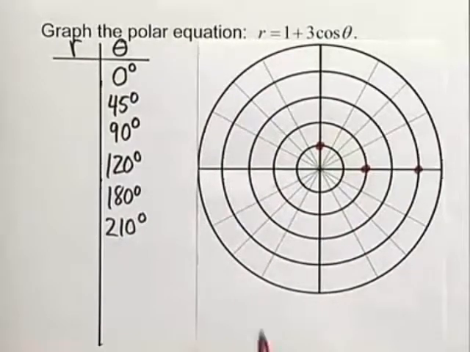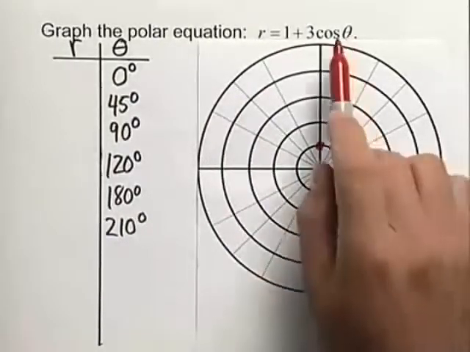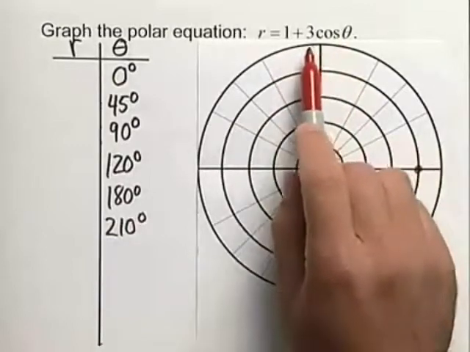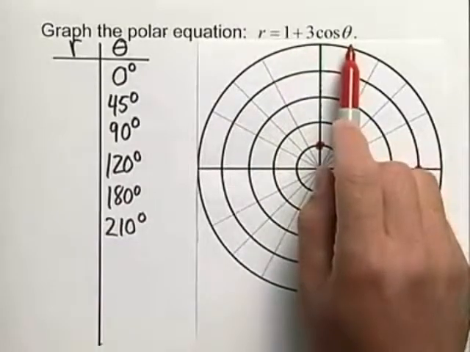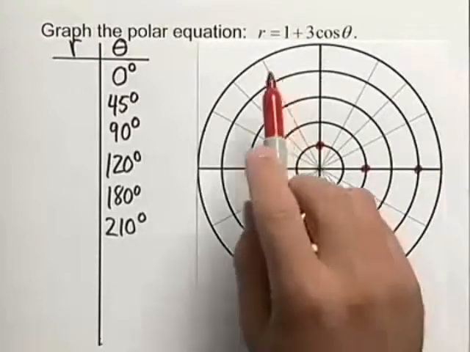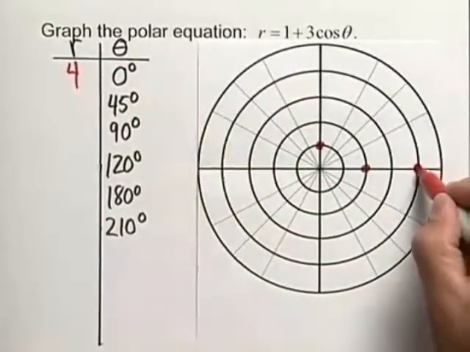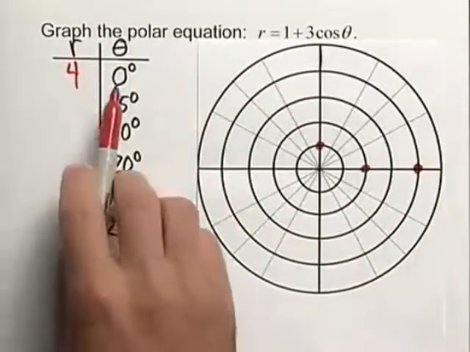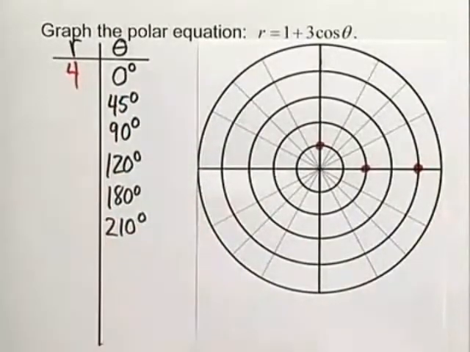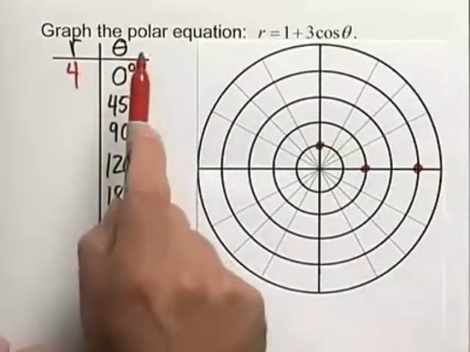I think that's best. When we're at 0 degrees, if we plug this in here, we have 1 plus 3 times the cosine of 0 degrees, which we know to be 1. So we'll have 1 plus 3, which is 4. So at 0 degrees, we have the point 4. All right, so 4 comma theta, remembering that our ordered pairs are all in the form r comma theta.